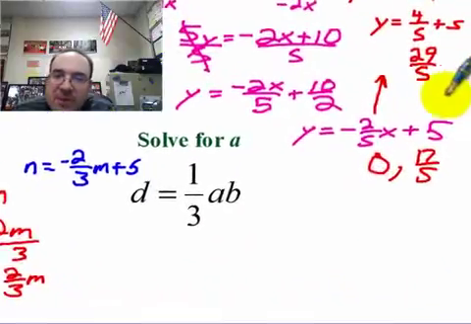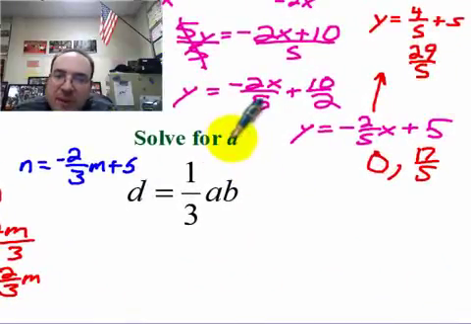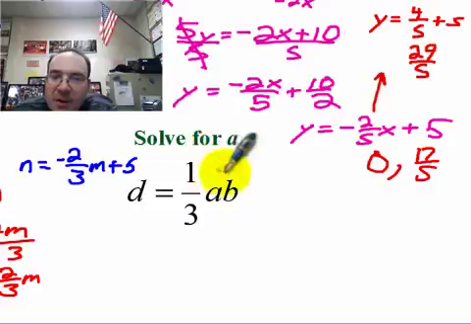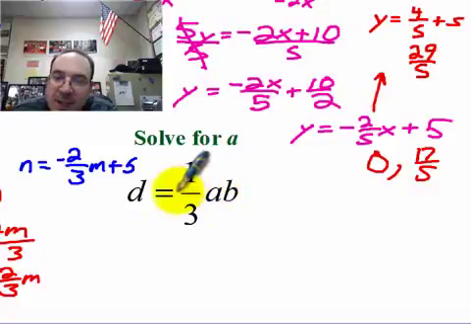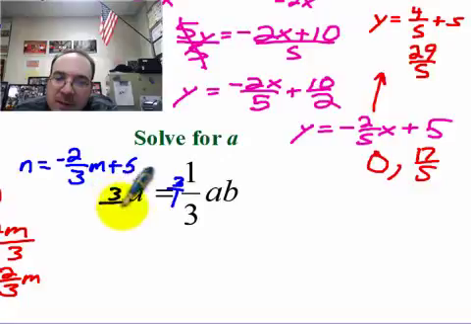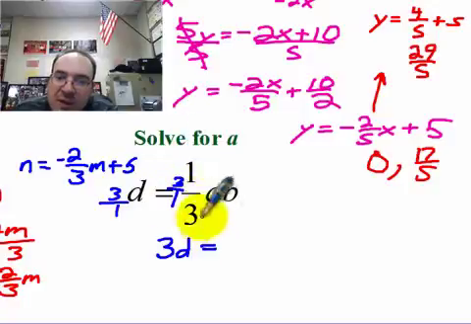Okay, I want to do another example for you. In this problem, I'm supposed to solve for A. So first thing I would probably do, because I have a 1/3 in front of the A, I can get rid of that by multiplying each side by 3/1. Okay, so I get 3D equals, and then here the 3/1 and the 1/3 cancel, so they're just gone.